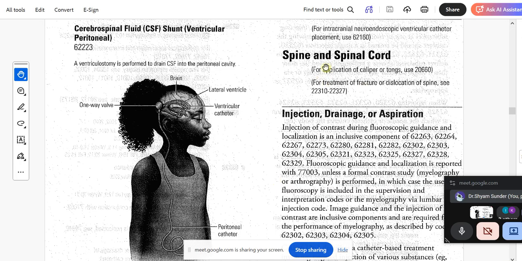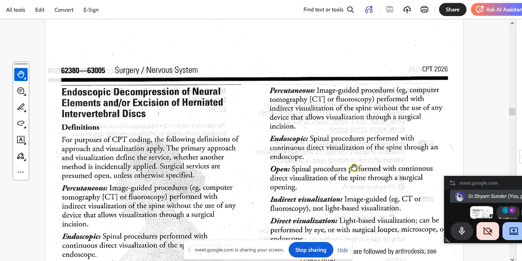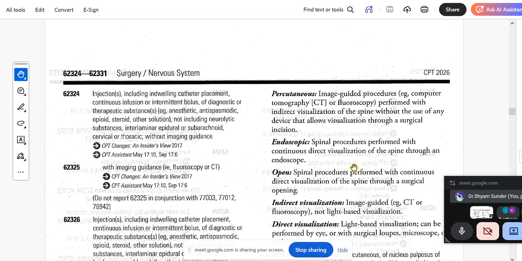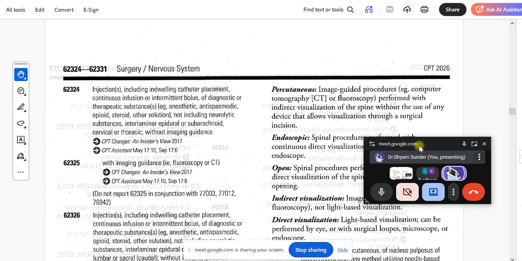Then we have procedures on spine and spinal cord. All right. So what we do, we'll review these.